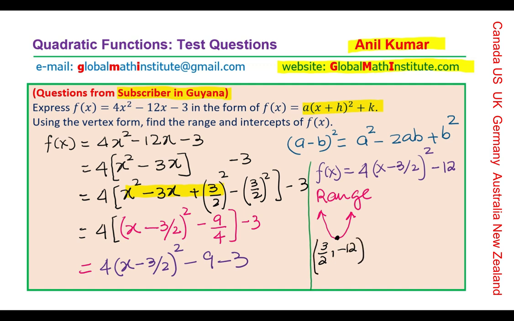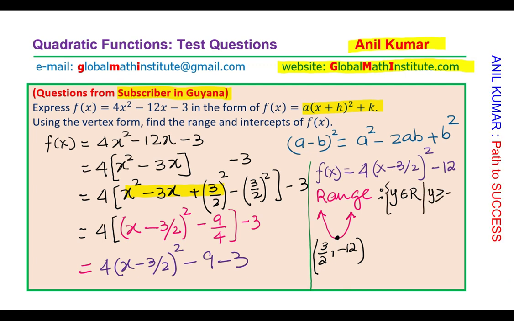So from here, you can say the range is that y belongs to real numbers, right? And we write in curly brackets where y is greater than or equal to minus 12. Makes sense? So that is how we are going to write the range for this particular function. Great. Now, how do we find the intercepts?